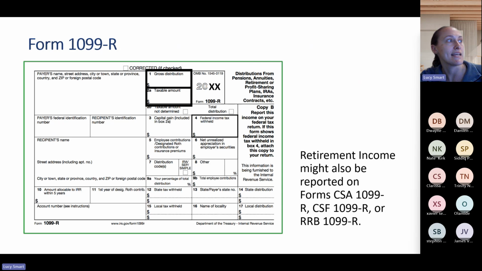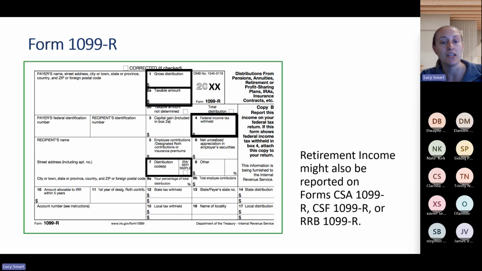Box 2 is the taxable amount. This is how much of box 1 is taxable. If this box is empty, it's not in scope for basic volunteers. Box 4 is federal income tax withheld. Just like wages on a W-2, many people have tax withheld from their retirement payments throughout the year.